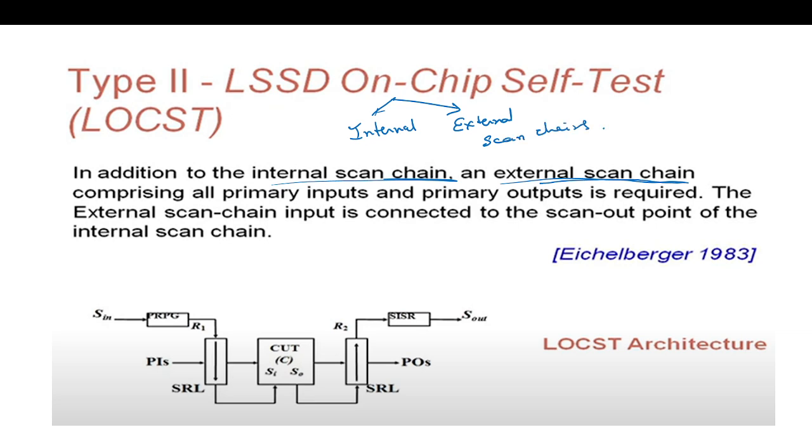Comprising all the primary inputs and primary outputs is required. The external scan chain input is connected to the scan out point of the internal chain. So here, this is the external scan chain. We have the pseudo random pattern generator and also the primary input. Similarly, the output response through the external scan chain is applied to the single input signature register and also through the primary output. So here will be the circuit which we want to test.